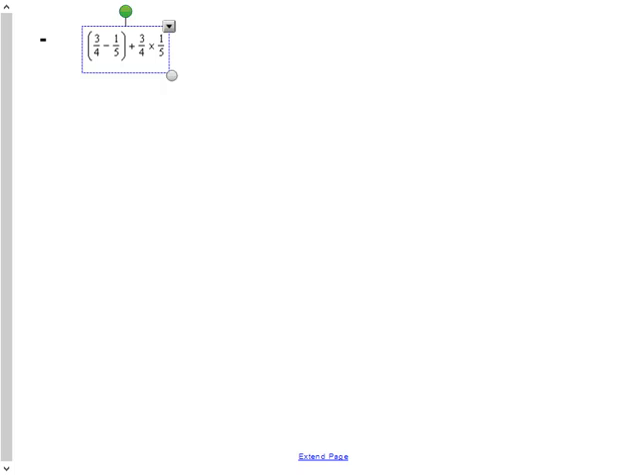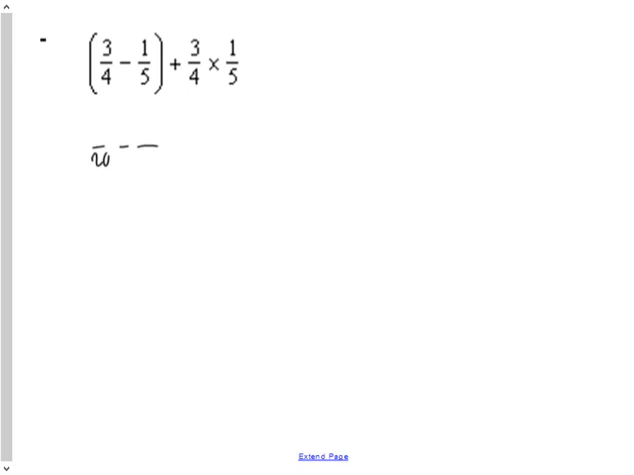Moving along to the next question. This time we have 3 operations. The first one's in brackets, which means you have to do it first. So subtraction requires a common denominator, an equivalent fraction.